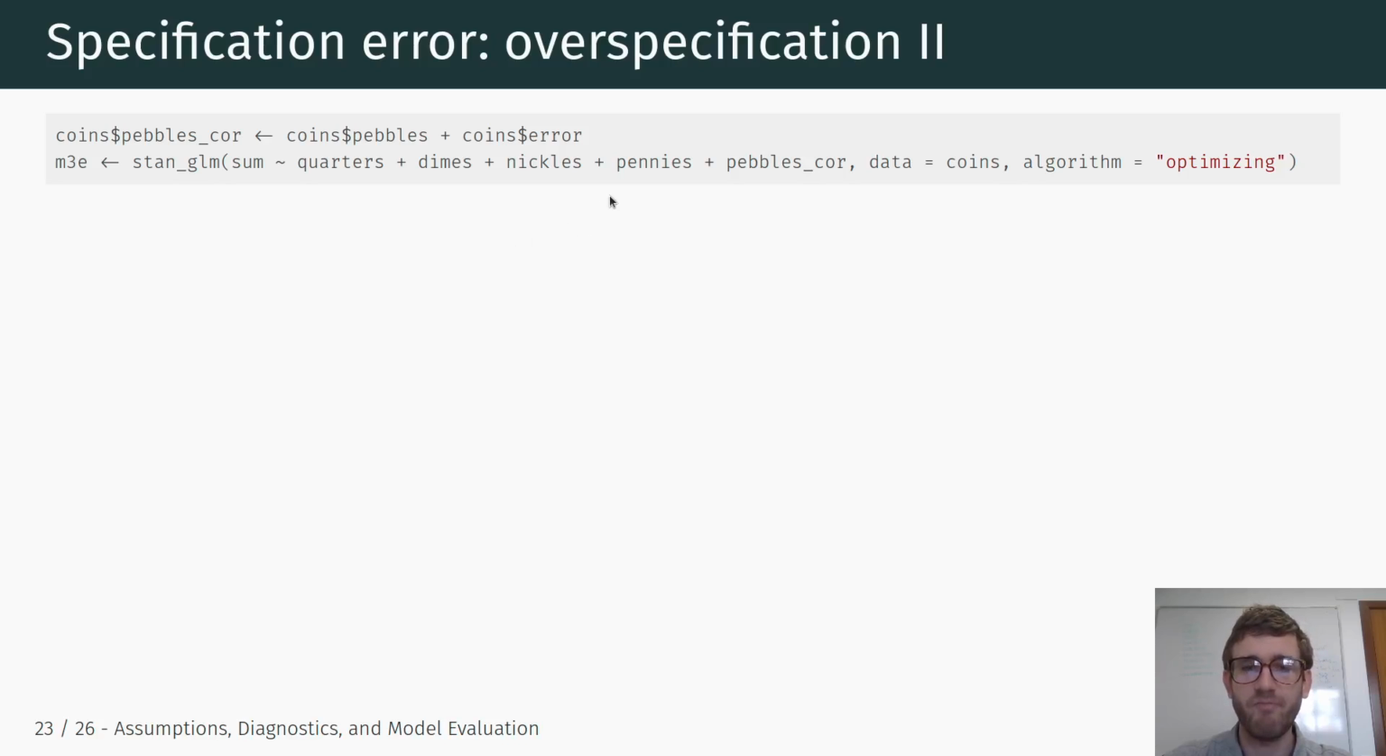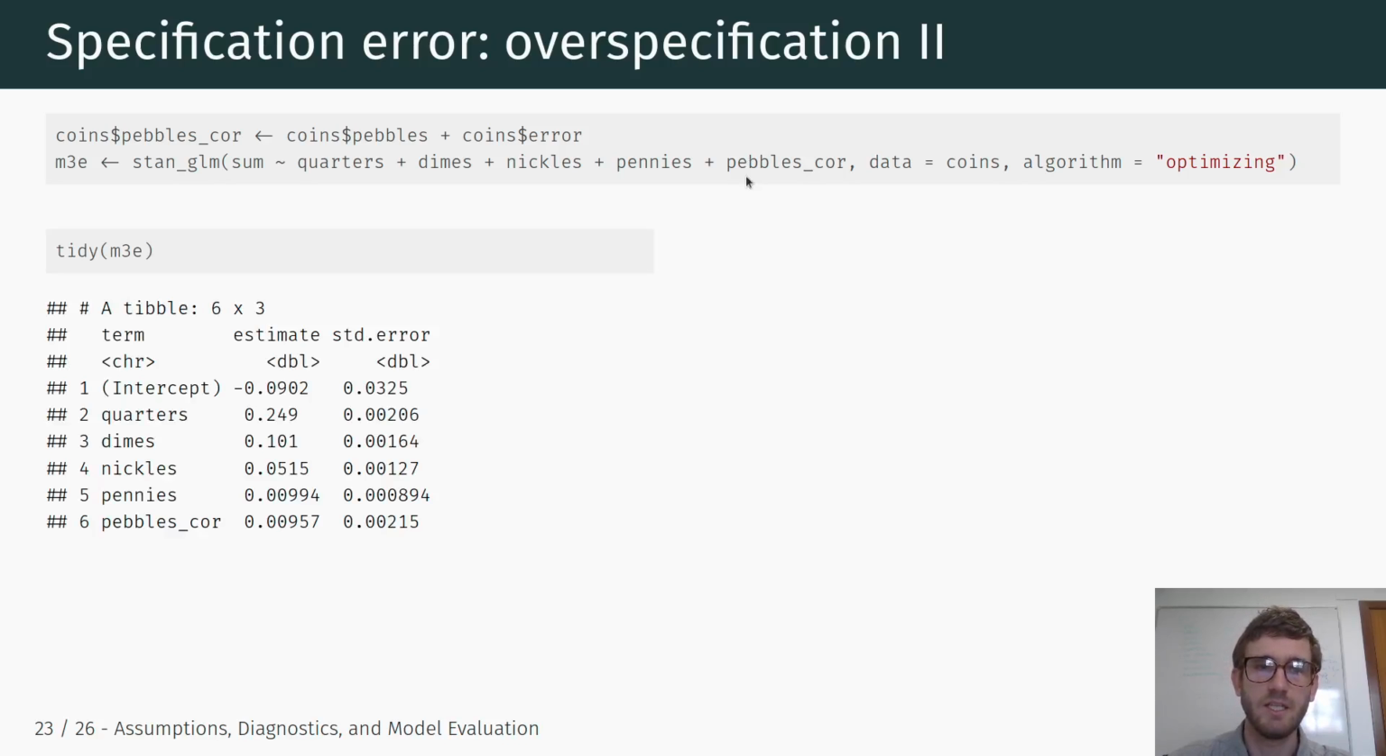Okay. So what does that mean? What happens if we do that? We're now using, instead of the pebbles, these correlated pebbles, and we're estimating a fifth model. Okay. And now all of a sudden we have again deviations between the true data generating process and our estimates.